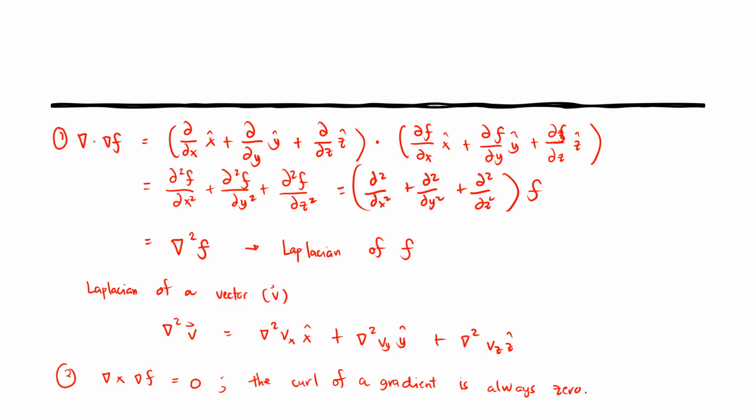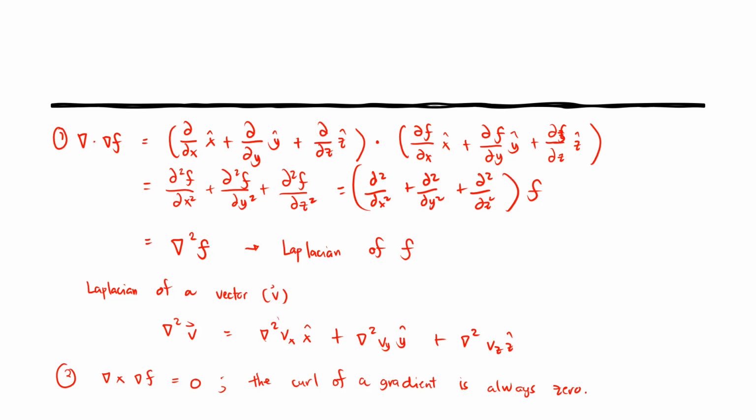Okay, now we can also have the Laplacian of a vector. Say for example, you have a vector function v. The Laplacian of a vector function v can be expressed as this one. Take note that this is the Laplacian of a scalar. So v sub x here is a scalar, which is the x component of your vector function v. So you have del squared v sub x, x hat, plus del squared v sub y, y hat, plus del squared v sub z, z hat. Okay? So this is the Laplacian of a vector.